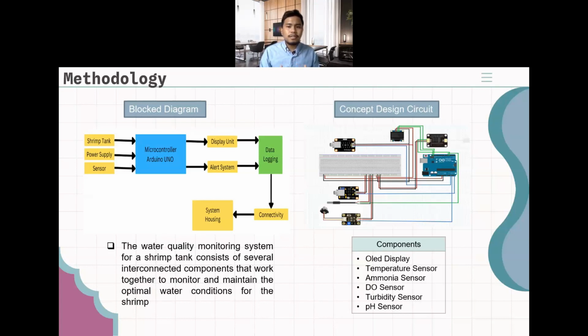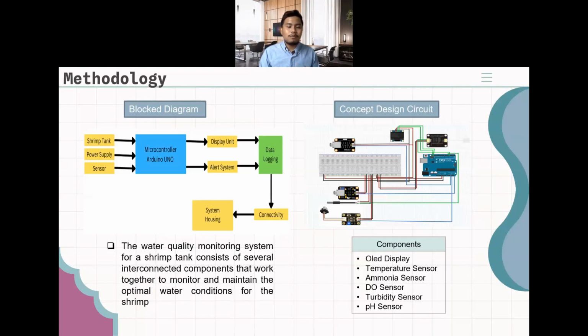So the next is data logging. The data logging component stores and records collected data over time. It enables the storage of historical data which can be used for analysis, trend identification, and decision making. By logging data, long-term patterns and trends in water quality can be identified, helping in the assessment and optimization of shrimp tank conditions.